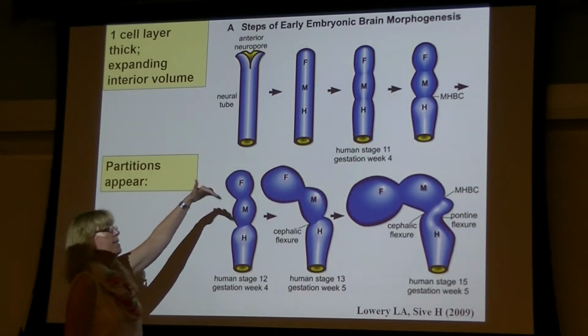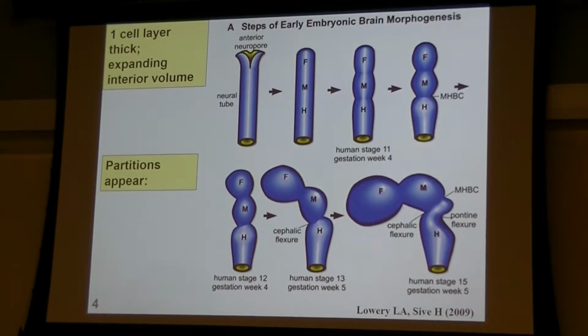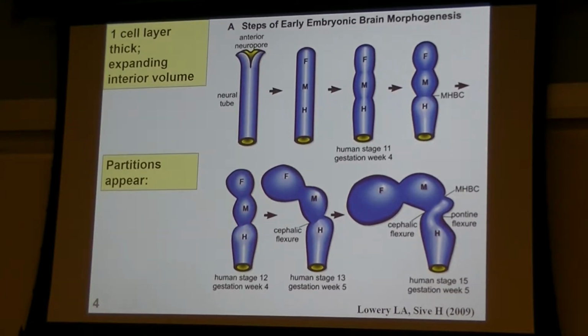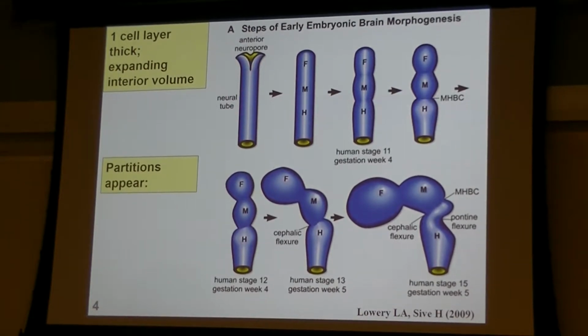As soon as this happens in the very anterior portion of the embryo, the next thing that we'll start to see is some expansion, especially of the interior volume of this neural tube. And there become these 3 partitions, the forebrain, midbrain, and hindbrain. And as time goes by, here's showing you a few different stages for human development at week 4, week 5, how these different regions within the anterior neural tube start to expand and change their shape.